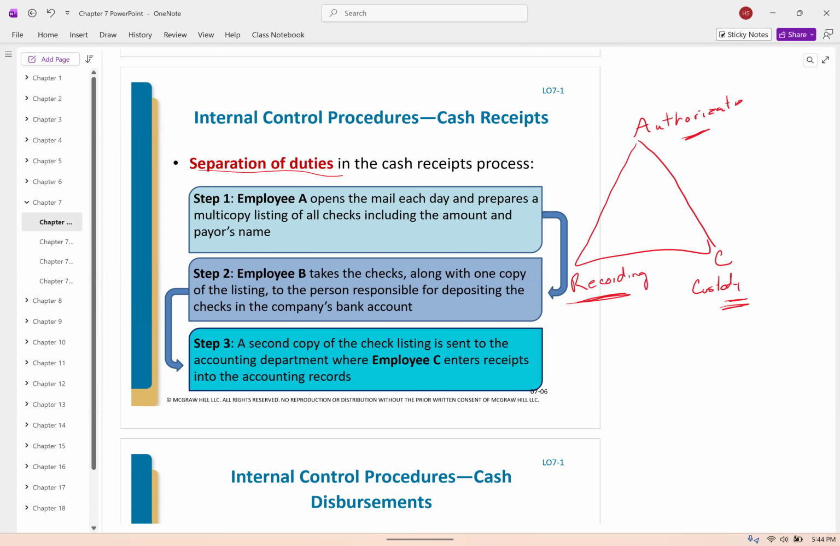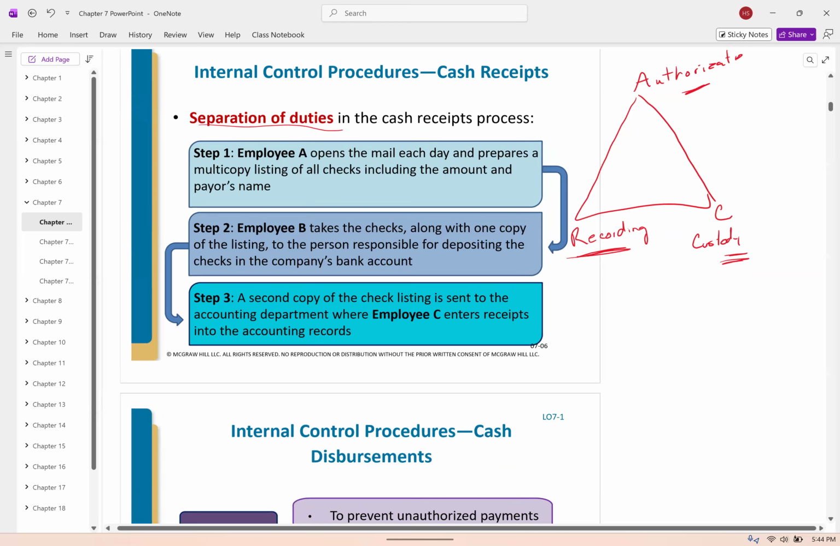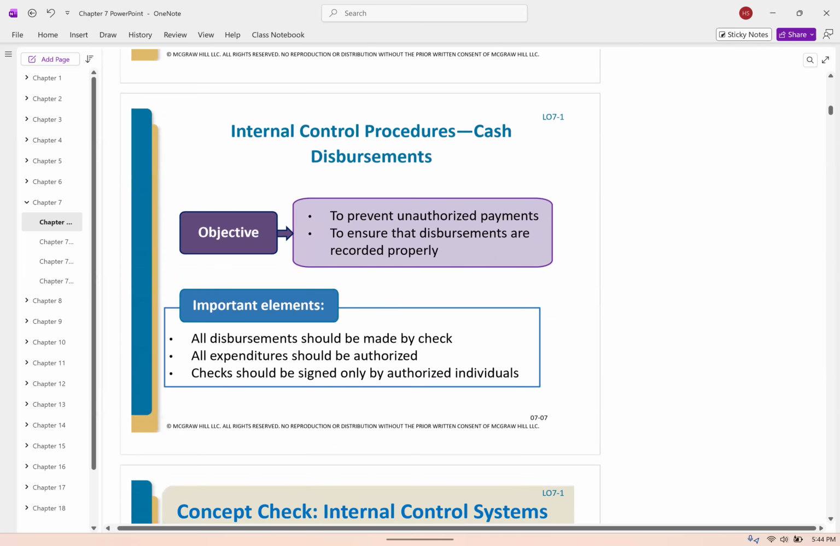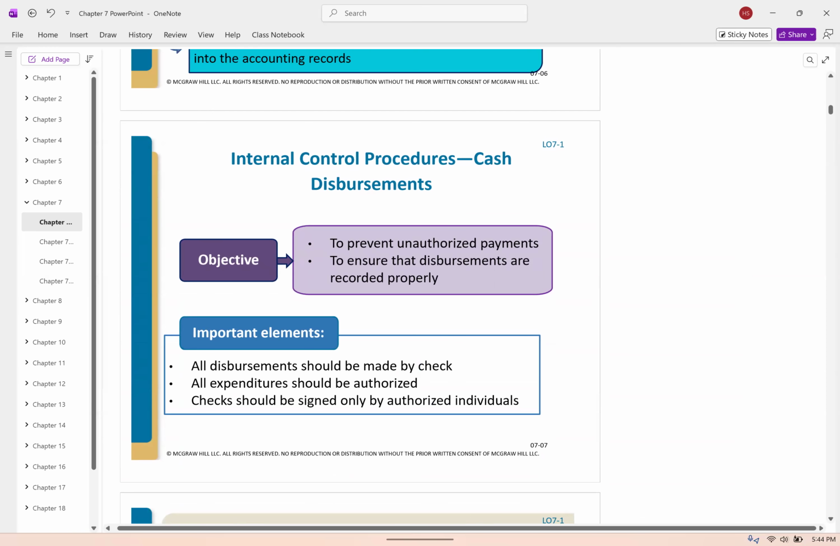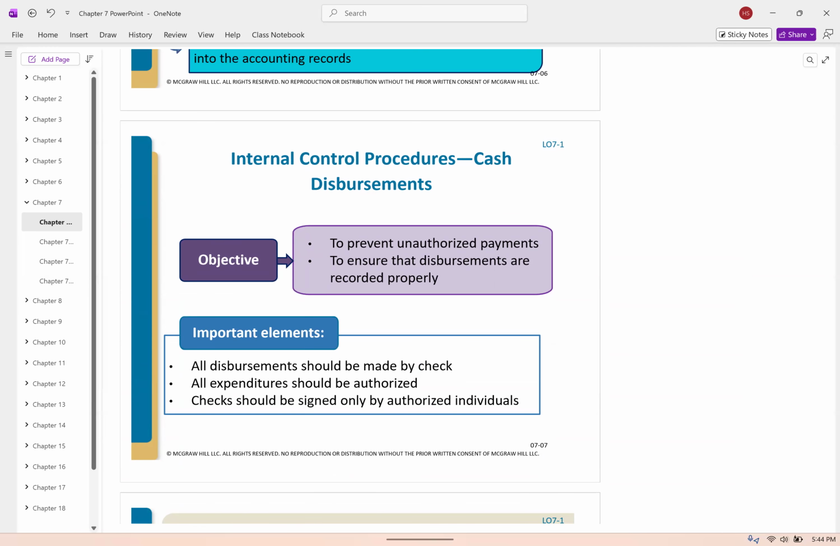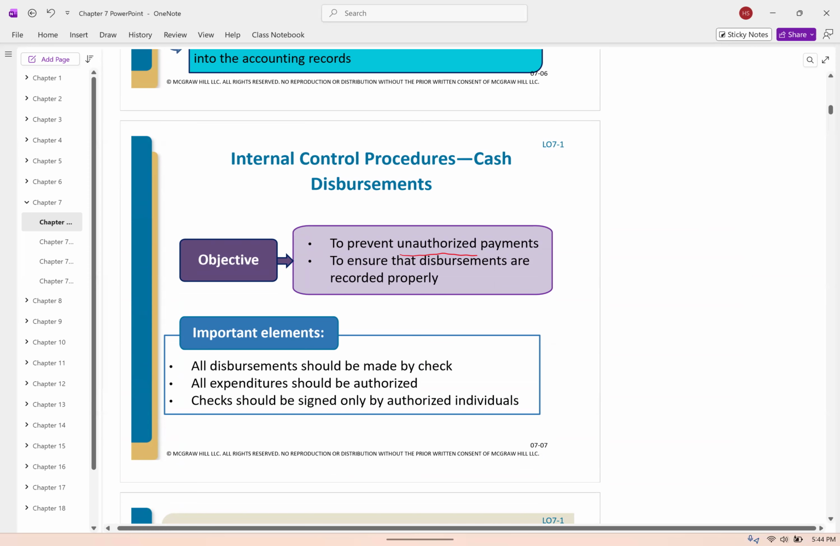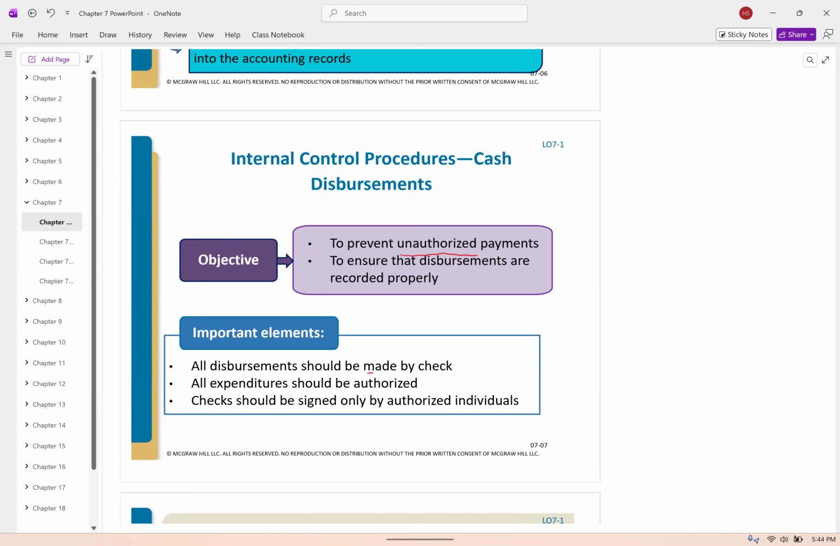Okay. So internal control not only helps the organization, it helps you too, because you can say, hey, I don't even have access to that, so there's no way I could do that, if you have a good system of internal control. All right. So internal control procedures for cash disbursements: we want them to be usually done with a check. Our objective is to prevent unauthorized payments and to ensure disbursements are recorded properly. All disbursements should be made by check, not cash. All expenditures should be authorized, and checks should be signed only by an authorized individual.